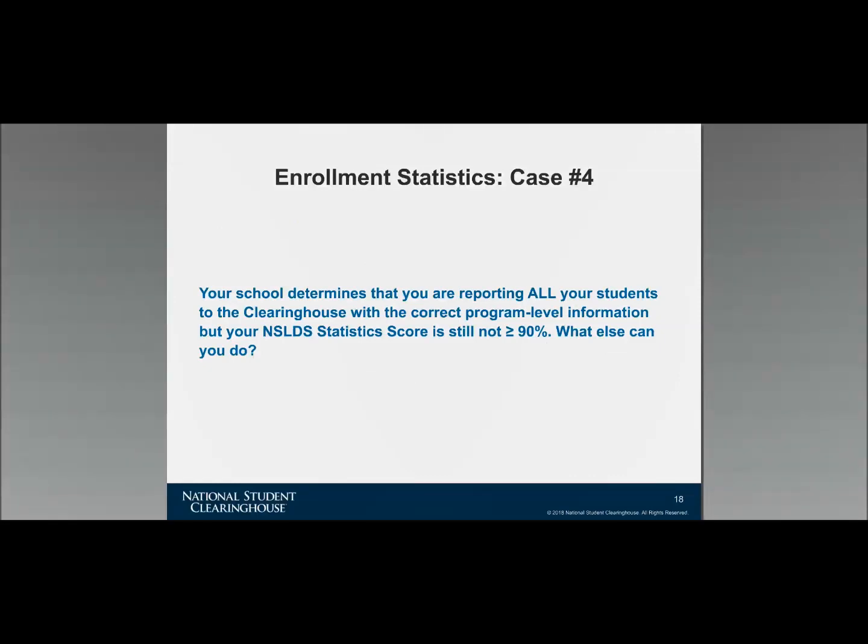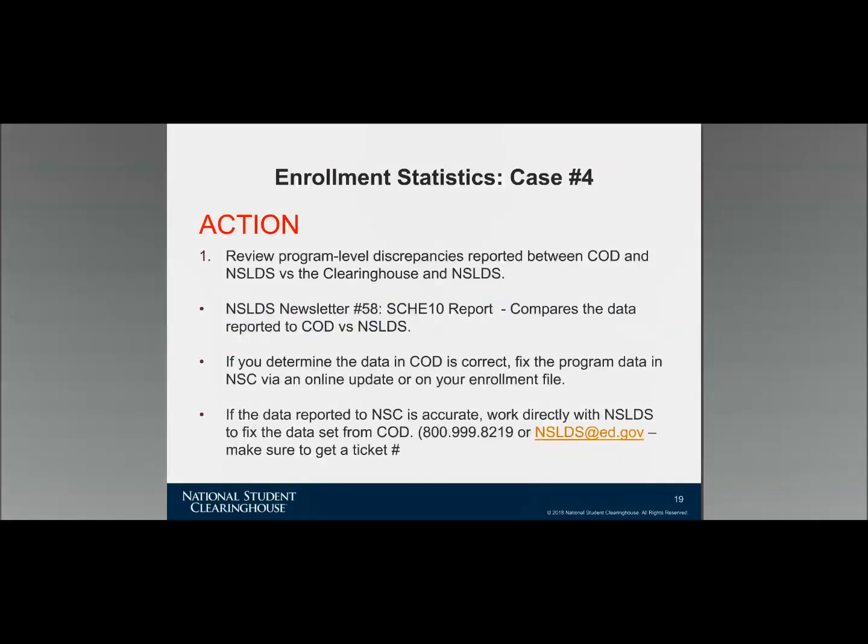So case number 4. Your school determines that you're reporting absolutely every one of your students to the Clearinghouse with the correct program level information. You feel that it is sparkling, it is 100% what you want it to be, you're confident it is right, but your NSLDS statistics score is still not at 90%. So what can you do in that situation? There are several different actions that you can take. These are avenues that you would want to consider exploring where applicable, so that you can get to the bottom of why your score is below the threshold.